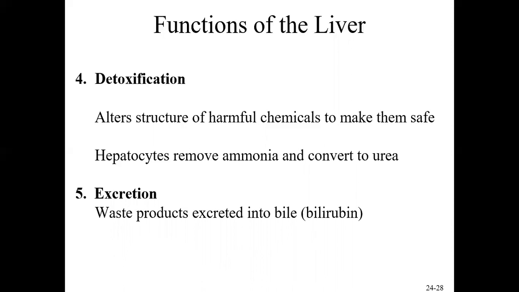So when you digest proteins, you're producing things like ammonia, and that's a harmful product. It's toxic to the cells, and so you've got to get rid of it. One of the things that the liver can do is detoxify the ammonia, convert it into something less toxic, such as urea, that gets filtered out of the blood by the kidneys and will be excreted out as waste.